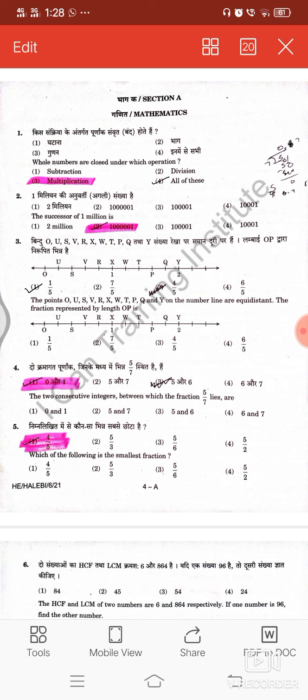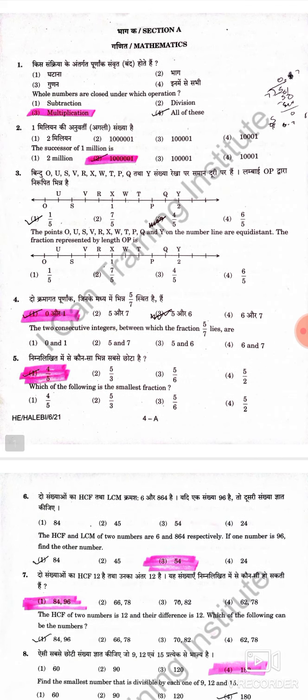Question number 1. Whole numbers are closed under which operation? And the answer is option number 3. Question number 2. The successor of 1 million is, and the answer is option number 2.